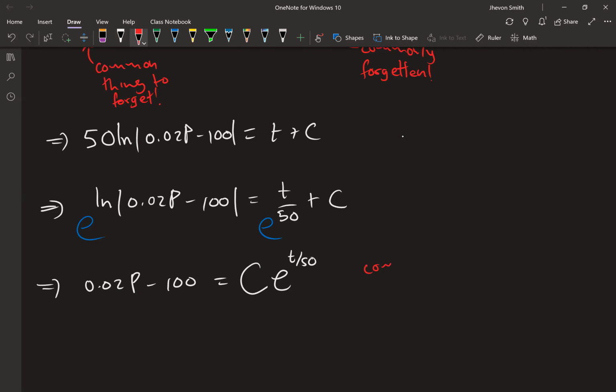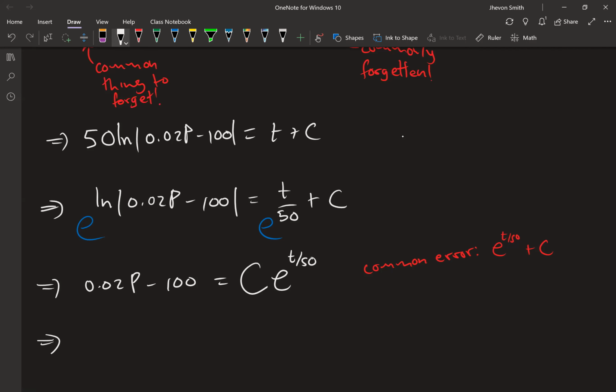Common error here. I've been teaching a long time. I can tell you what error students are going to make: to write this as e to the t over 50 plus c. That would be incorrect. It's the c that will multiply by that. I explained why yesterday. I also explained why the day before, so I'm not going to go over that. So that's going to be it.